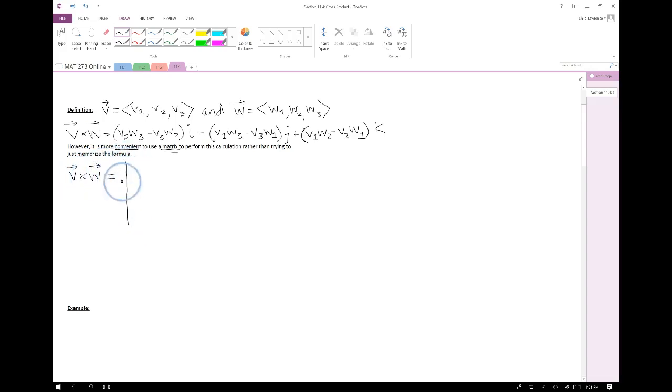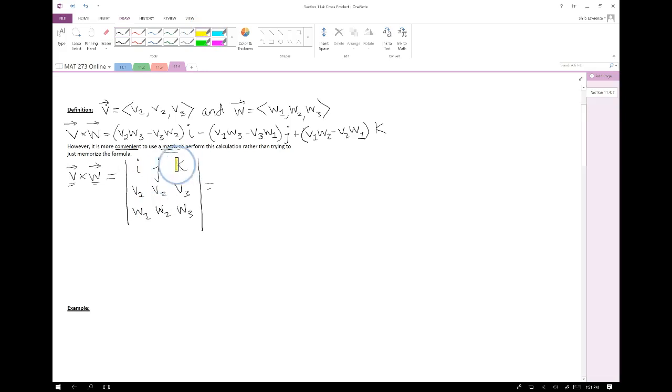So the way that we set up a cross product with a matrix, our first row in the matrix is always i, j, k. In the second row of that matrix, we're going to put the components from the first vector in our product, so v1, v2, v3. And then the last row is going to be the components from the second vector in the product, w1, w2, w3. So essentially what we're doing here is we are calculating the determinant of this 3x3 matrix using cofactor expansion.